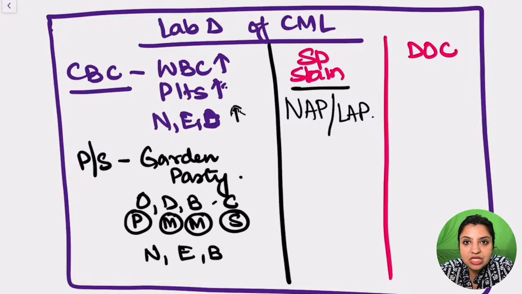The cell of origin of CML is the stem cell. So if the mutation occurs at the stem cell, all the cells below this are malignant cells. Now, alkaline phosphatase is one of the components of the secondary granules of the neutrophil.